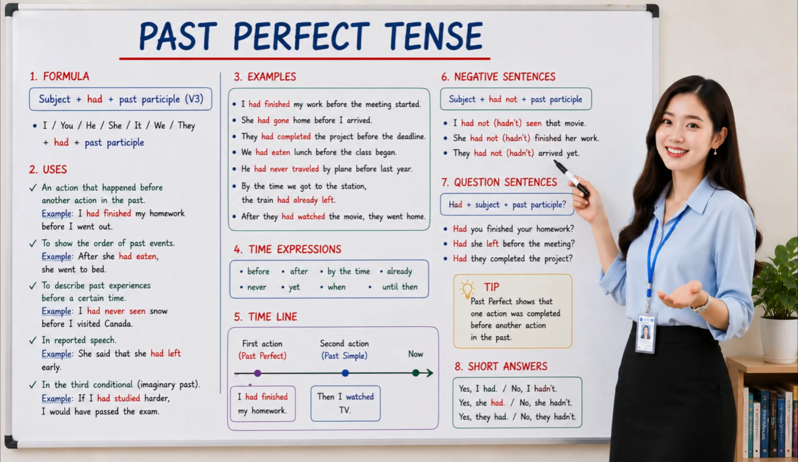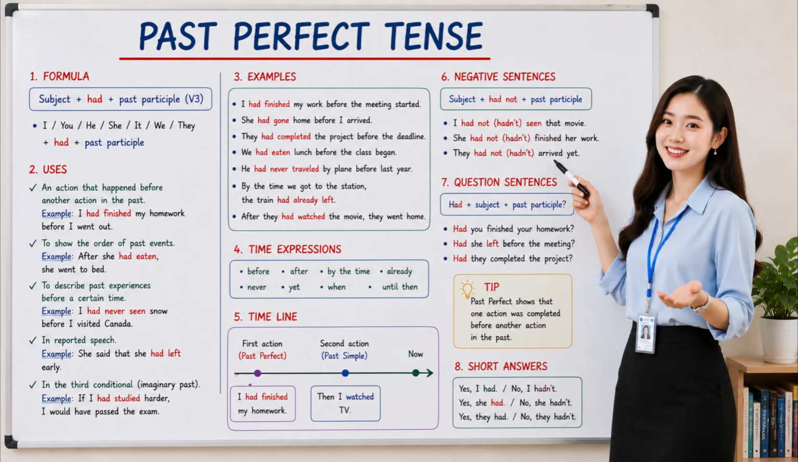Negative sentences. Structure: subject plus had not plus past participle. Examples. I had not finished my homework. She had not arrived yet. We had not completed the task. They had not seen the movie. He had not eaten breakfast.